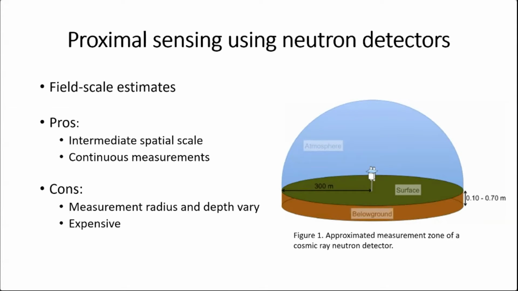Some of the drawbacks, though, are that interpreting and applying the soil moisture data from these detectors can be somewhat tricky because the measurement radius and depth vary depending on the amount of hydrogen in the environment. Probably the larger drawback, though, is the fact that these types of detectors are currently quite expensive, and their use is really cost prohibitive outside of the realm of research.